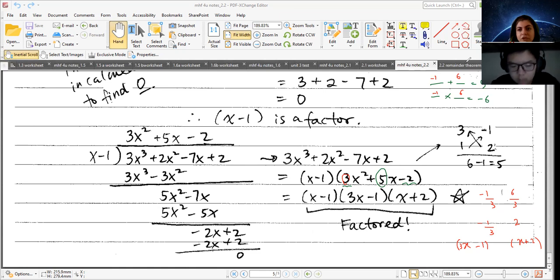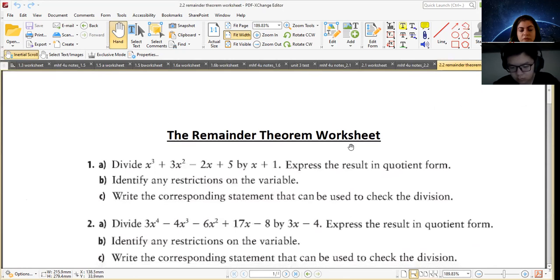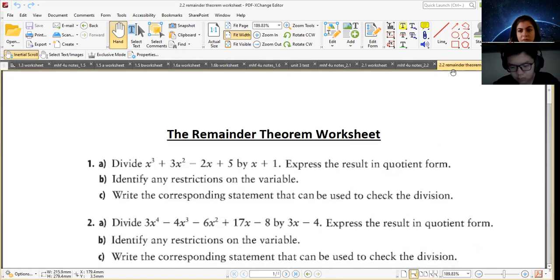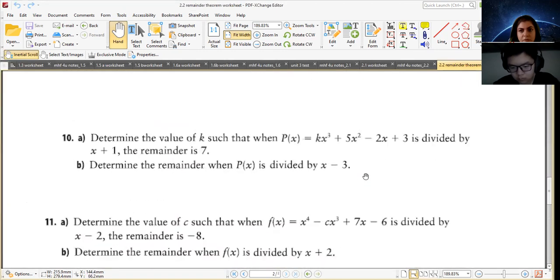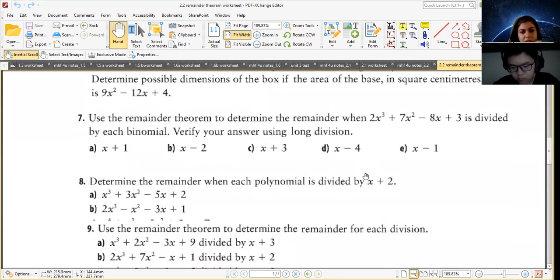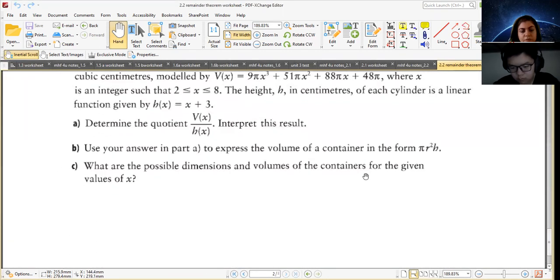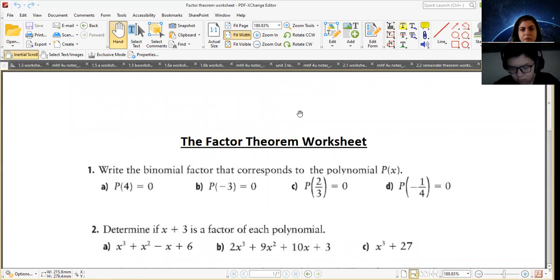Okay, I'm going to go to the worksheet and I'll tell you which questions to do. So this is the remainder theorem actually, right? This is the one that I kind of told you. Let me just open the right one. This is the remainder theorem. Factor theorem worksheet. Okay. Do you see the factor theorem worksheet?